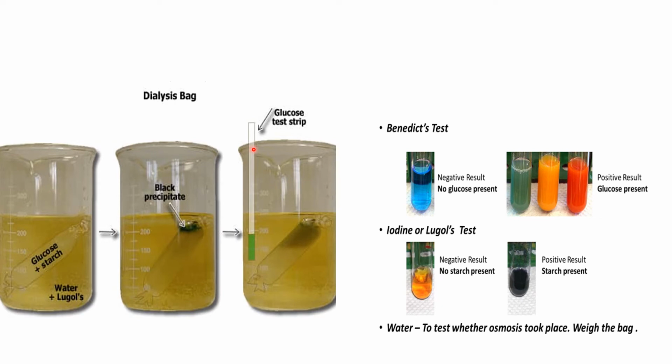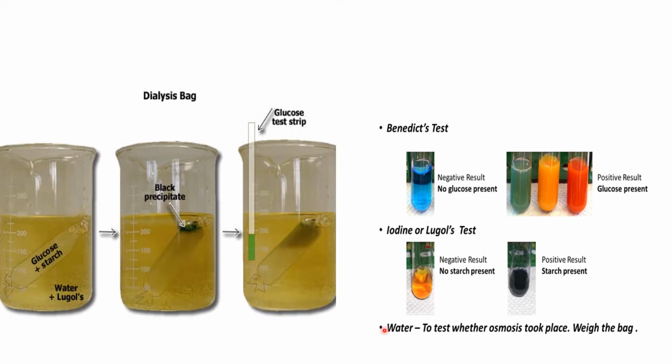Just dip the glucose test strip, or take some of the solution right here outside of the bag and add the Benedict solution, and if you get any of those colors, that would tell you that you have glucose outside of the dialysis bag. That would tell you that glucose was able to pass through the dialysis bag, and that glucose is not a very large molecule. That's why it was able to pass through the dialysis bag.